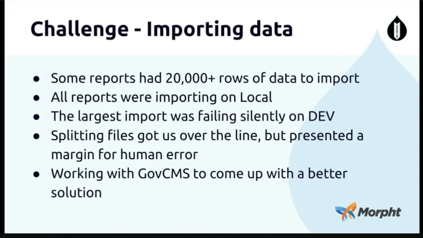So we were dealing with complex data sets. Imports on our local environments were working, but on the GovCMS SaaS platform, the imports were failing. That made it really difficult to troubleshoot, especially since they were failing silently. We were not getting any error messages, no feedback. We were going through logs and nothing was coming up. It was really just the biggest one with the 25,000 plus rows. All the other smaller CSV files were importing perfectly.